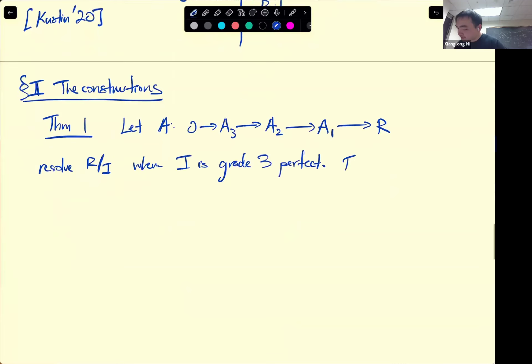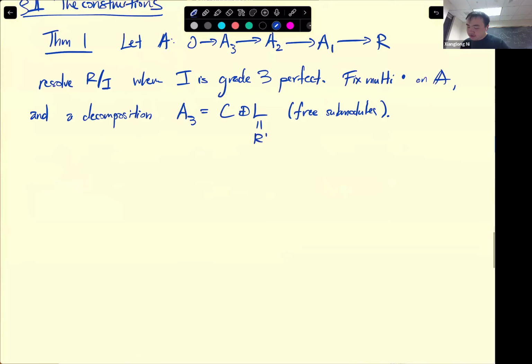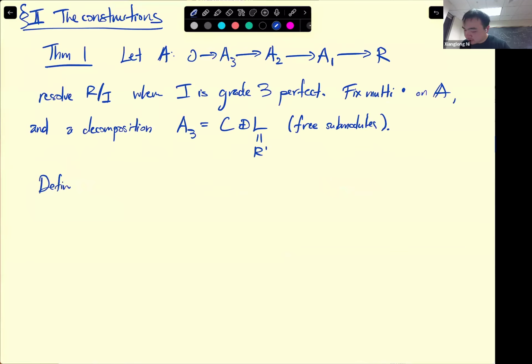So now I'm going to fix the multiplication on A, which I'll just denote by dot. And the decomposition of A3 as C plus L, where L is just R1, and these are both free. Then from this data, I'm going to construct a new complex that I'll call B. So define B as follows.